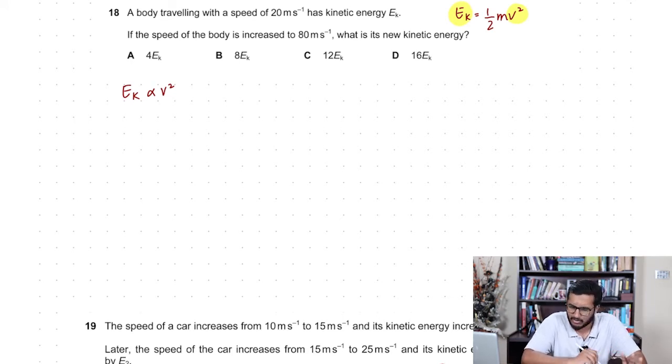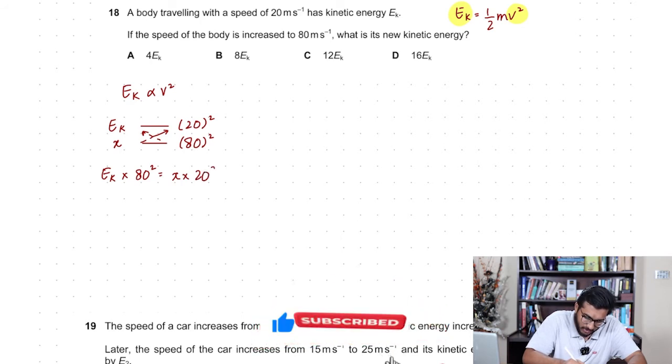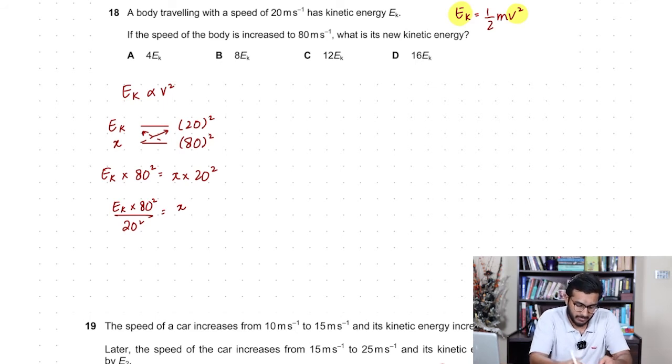So I can simply write it down as: kinetic energy was Ek when the speed was 20. What's the new kinetic energy? It's going to be x if the speed is now 80. Then what you do is you cross multiply. So it's going to be Ek times 80 squared equals x times 20 squared. And now you have to find out the value. 80 squared upon 20 squared equals x. If I simplify, it's going to be Ek times 16. So your new kinetic energy is 16 times your previous kinetic energy.